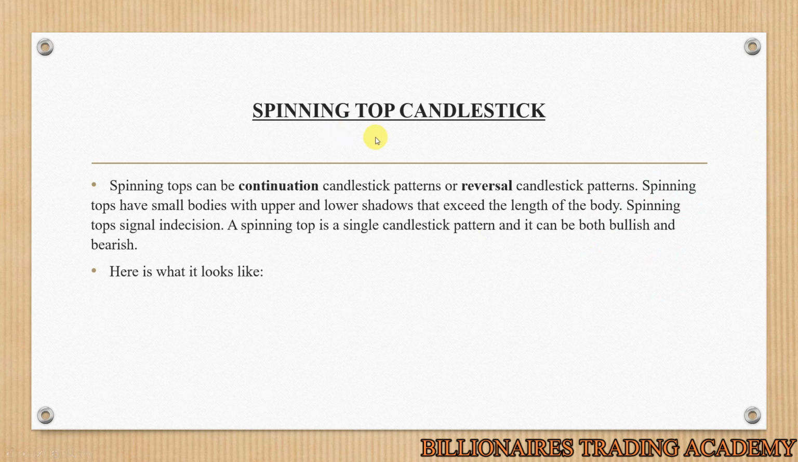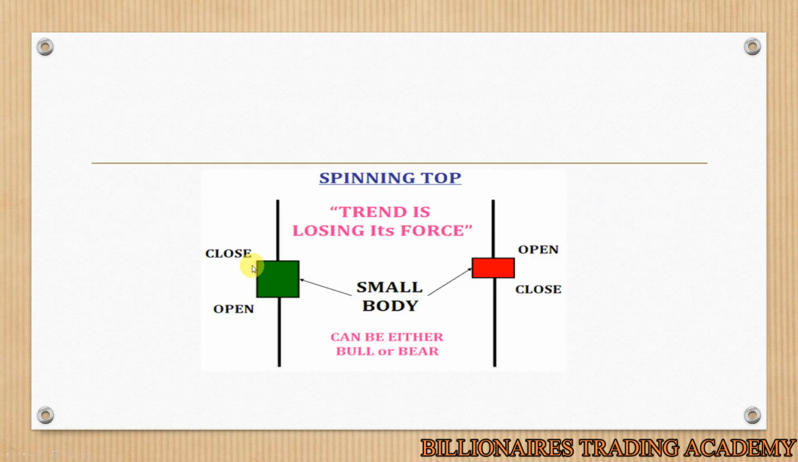Let's look at the spinning top. The spinning tops can be continuation candlesticks as well as reversal candlestick patterns, right? This is what they look like. You see, more like the doji, right? But they are spinning tops. So depending on where it forms, it can either be a bullish reversal or a bearish reversal. If it forms at resistance, then it's a bearish reversal. If it forms at support, then it's a bullish reversal.